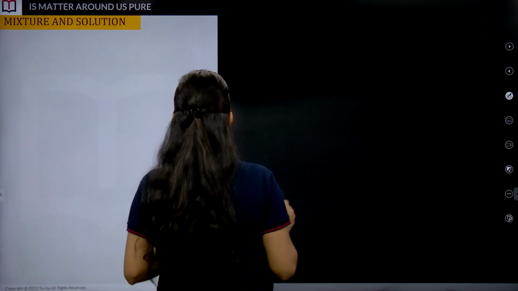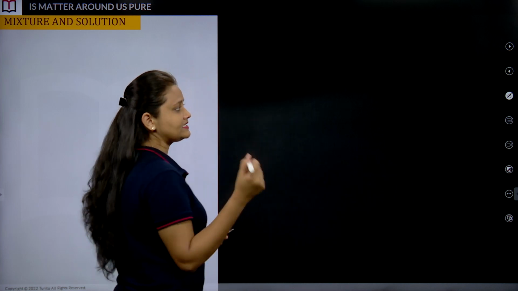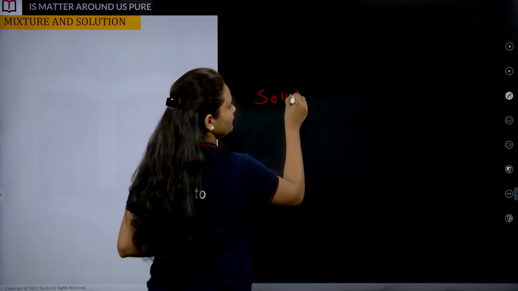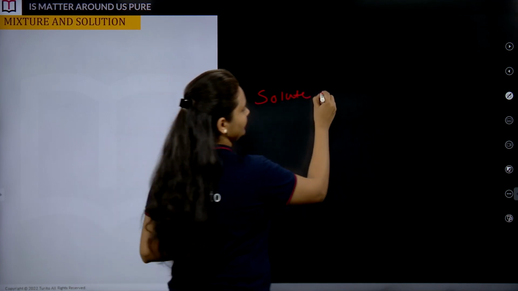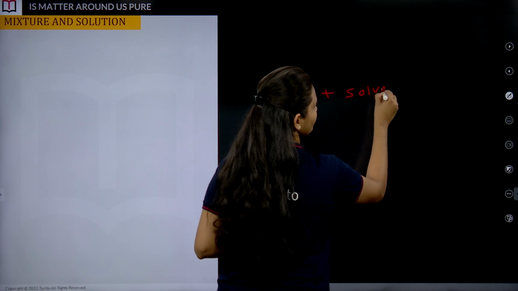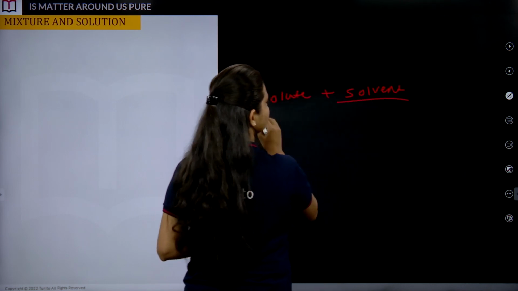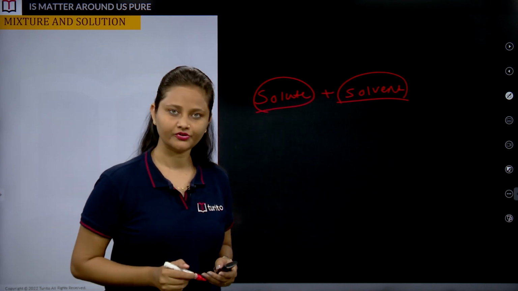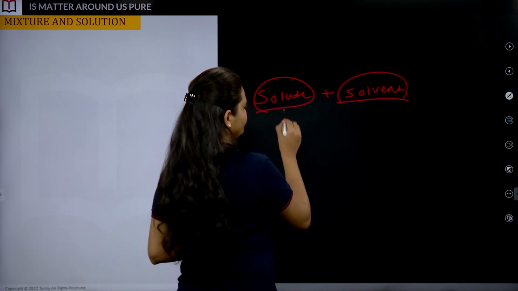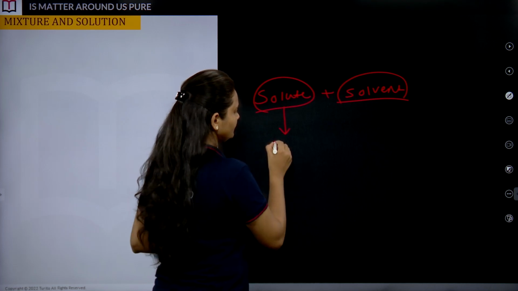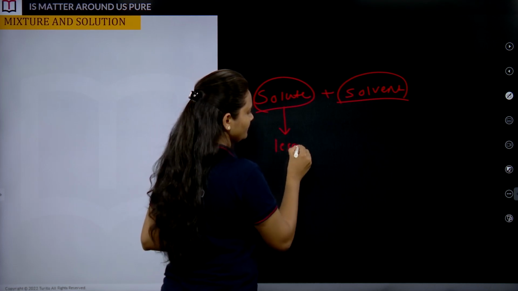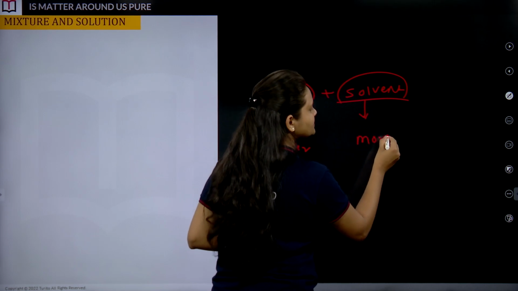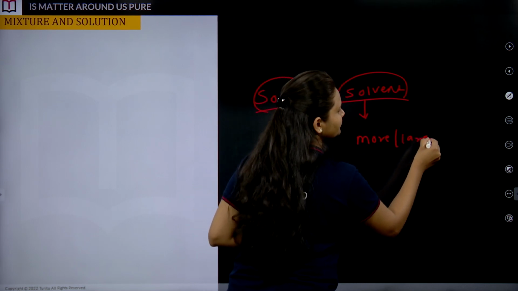If I want to define a solution, let's talk about its components. When a solute is added to a solvent, correct? So basically these are the two important components of a solution, solute and solvent. Solute is lesser in quantity and solvent is more in quantity, or larger in quantity, correct?